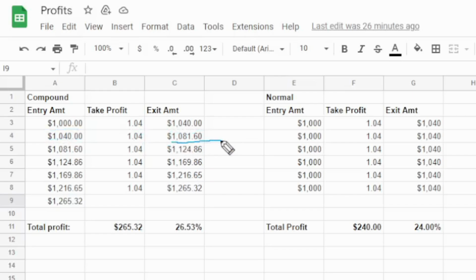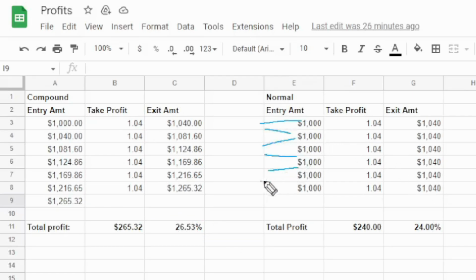Okay, well, let's reinvest that right here: $1,081, 4% profit, and now it's $1,124.86. Do that over and over again, and after the exit of the 6th trade right here, you come out with $1,265. Overall, this comes out to $265.32 or 26.53% profit.